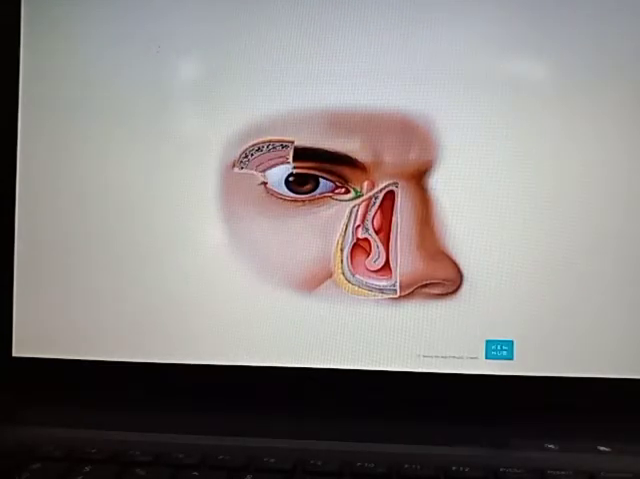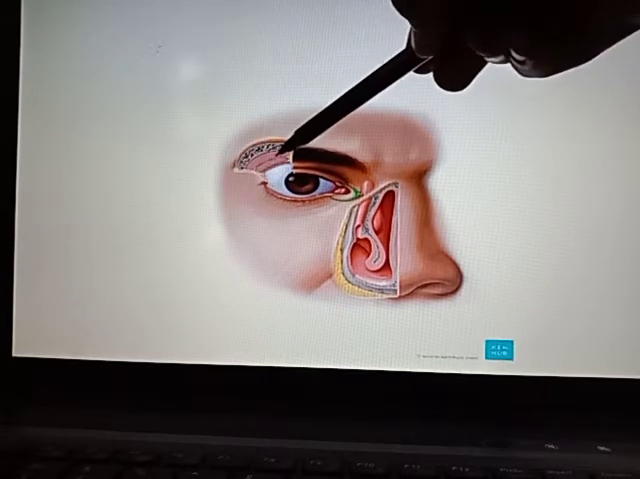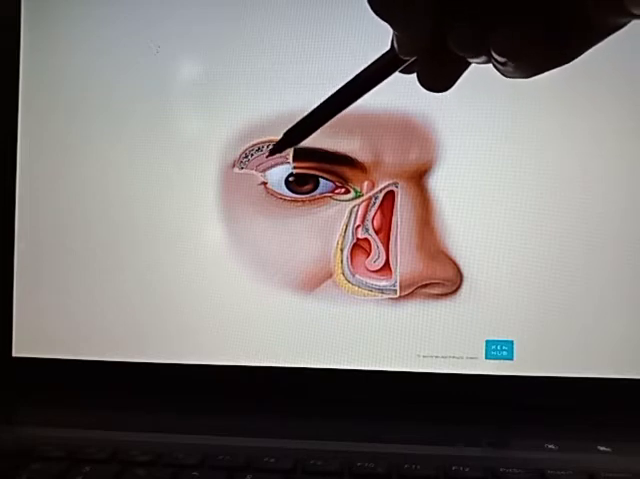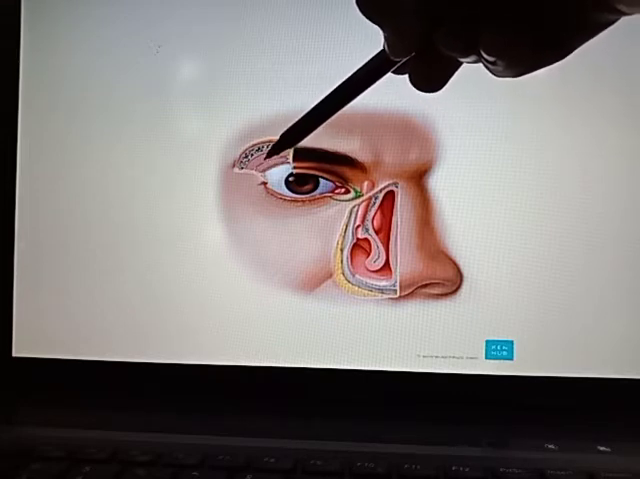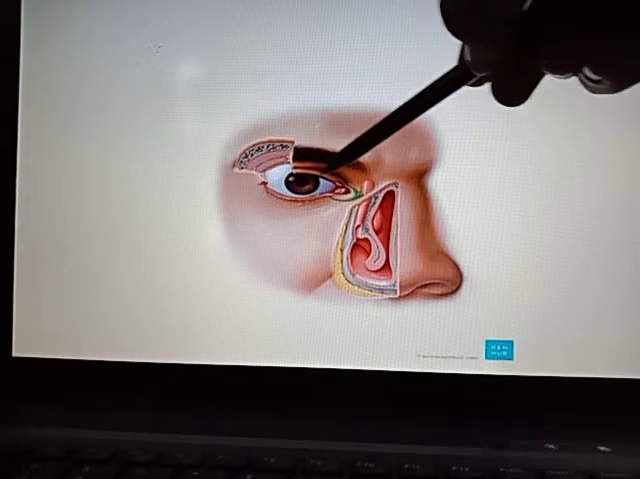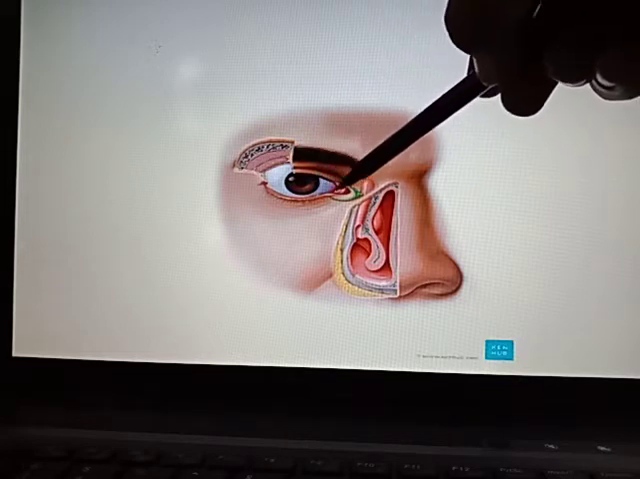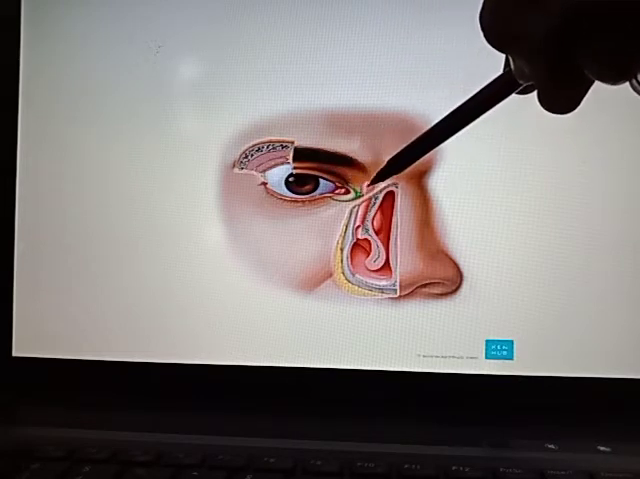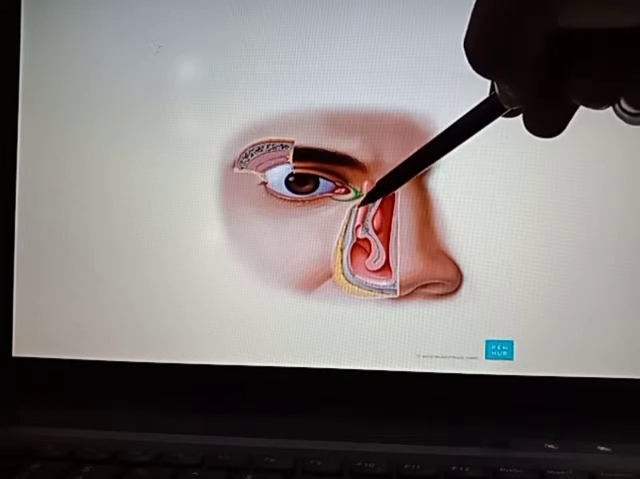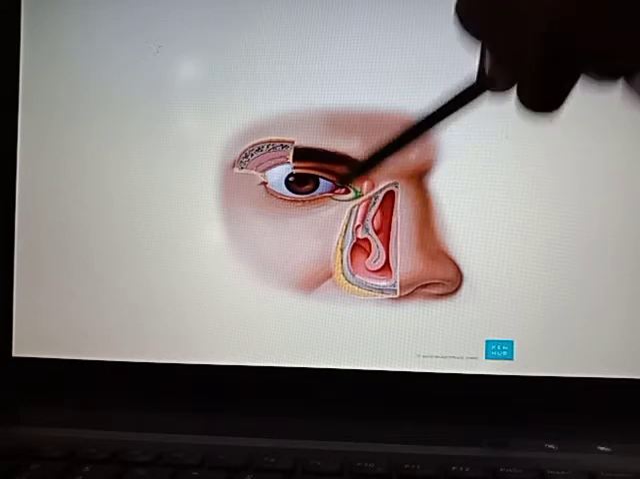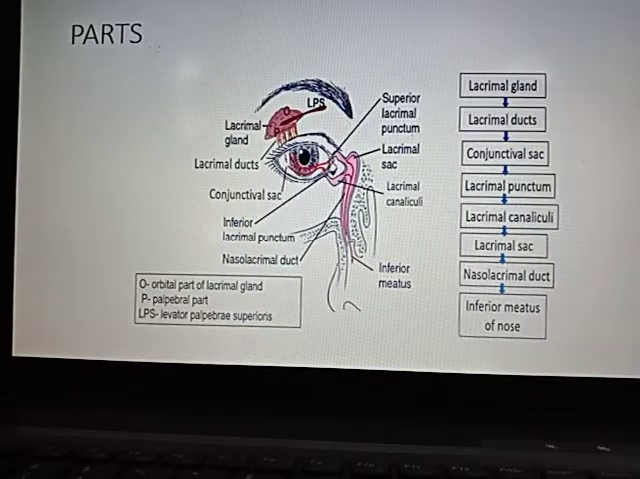It is a diagram. It shows this part. This is the lacrimal sac. From this sac, the tear goes towards the medial canthus of the eye. Then from this pair of canaliculi it goes to the lacrimal sac, and from the lacrimal sac it goes towards the nasal cavity.